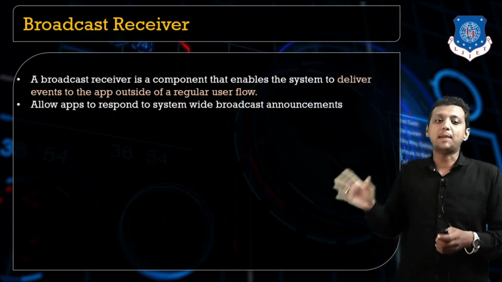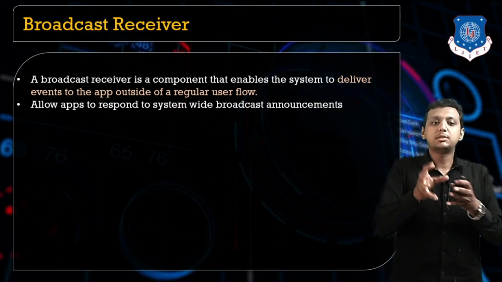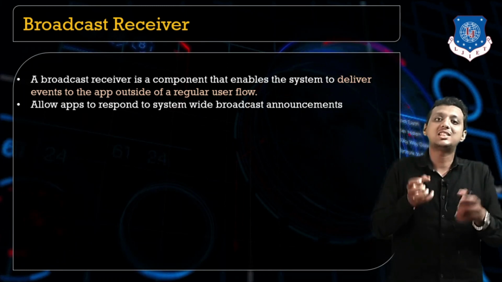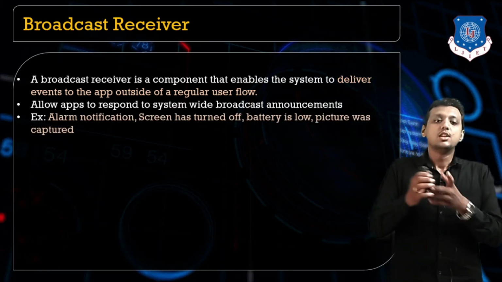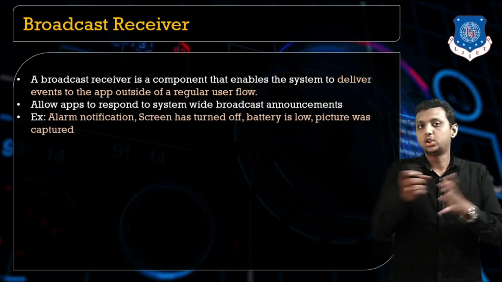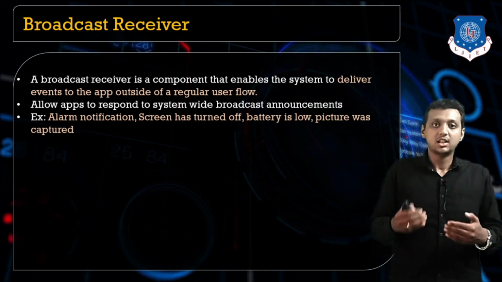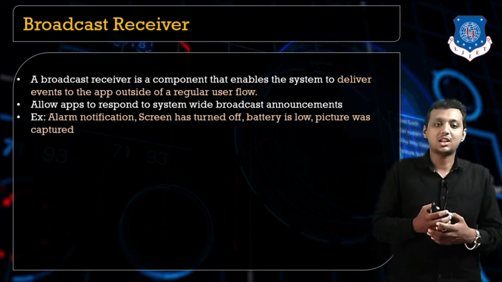So it allows the app to respond to system-wide broadcast announcements also. The broadcast receiver does two things. One is announcement, and the second is receiving the announcement made by the system or another application. Like the alarm notification, I already informed you about the alarm. When the alarm triggers its event at 7 o'clock, it is known as the broadcast receiver.